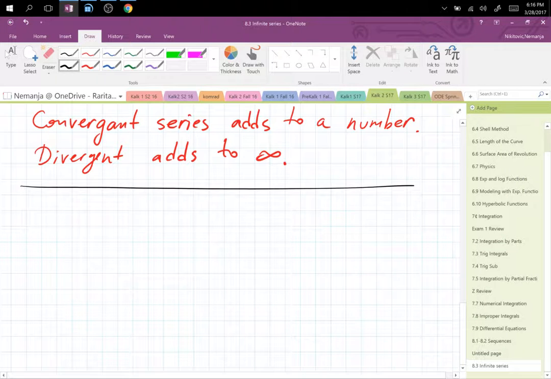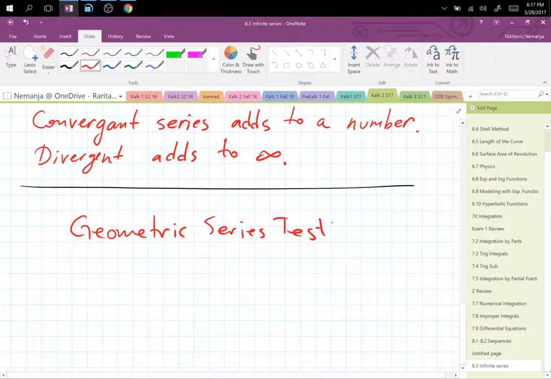So now, what are the 2 tests that we are learning today? The first one is called the geometric series test. Geometric series test. All right, so what's happening with that one?